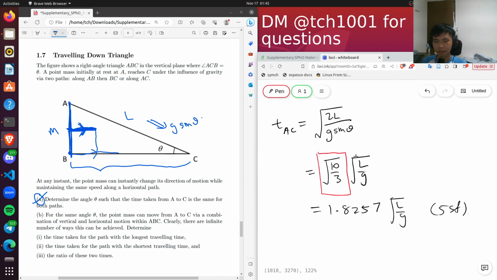So in general, the answer is going to be in terms of square root L over G. That's what gives us the time dimension. But the dimensionless constant in front is going to be the thing that we're comparing most of the time in this question. In this case, the dimensionless constant is square root 10 over 3, and most of the time it's in surd form. So as much as possible, I like to leave it in exact form. But if you simplify it down, you get this number to 5 significant figures.